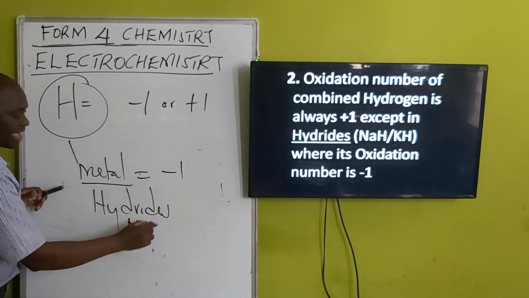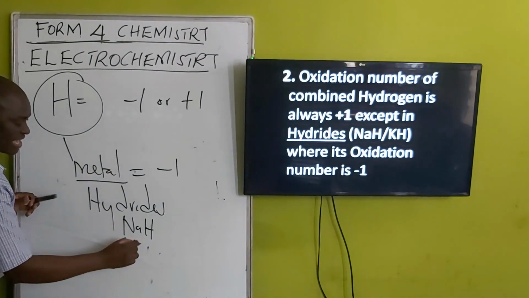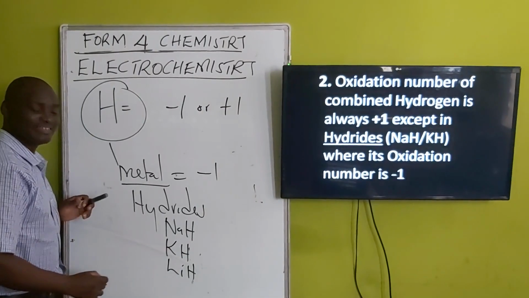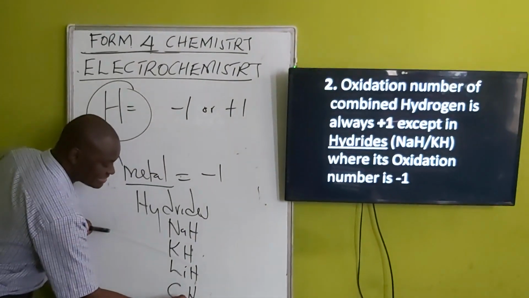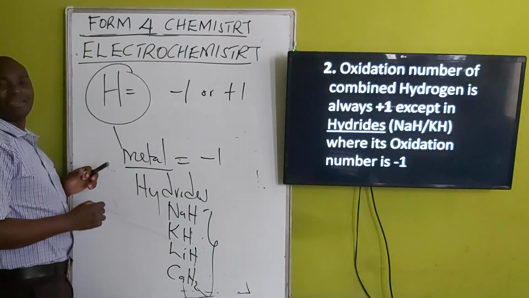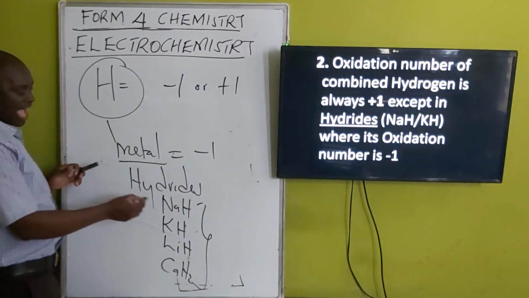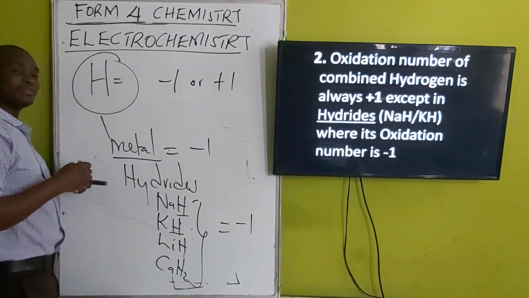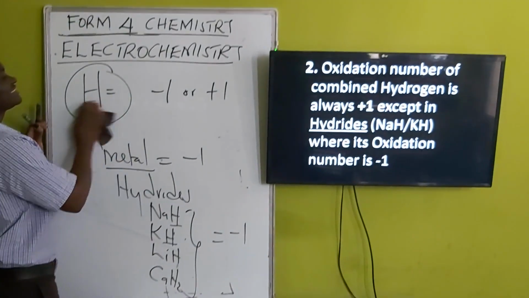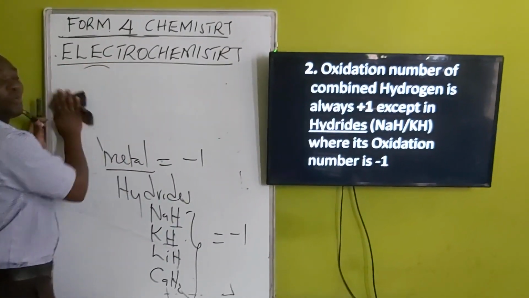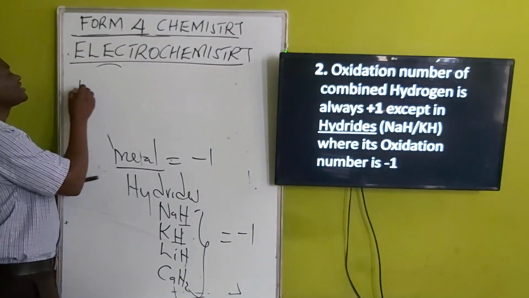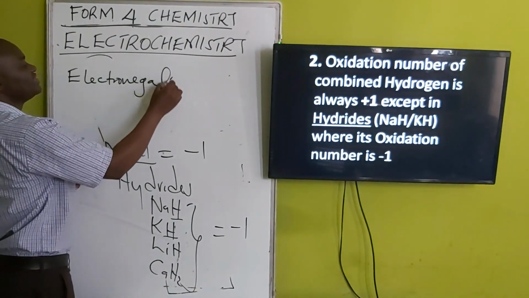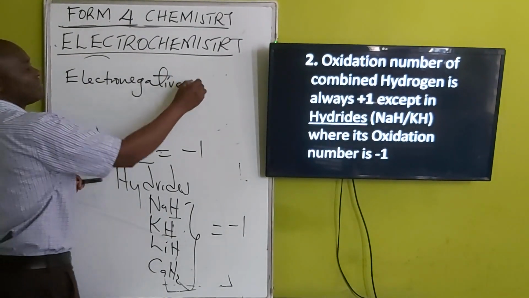Like in the hydrides, that is sodium hydride, potassium hydride, lithium hydride, calcium hydride. In all these compounds, hydrogen is assigned -1.